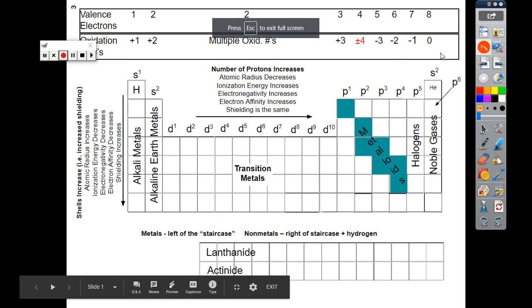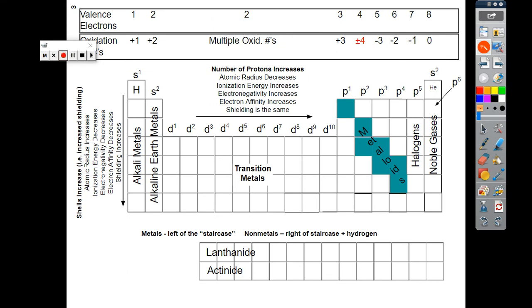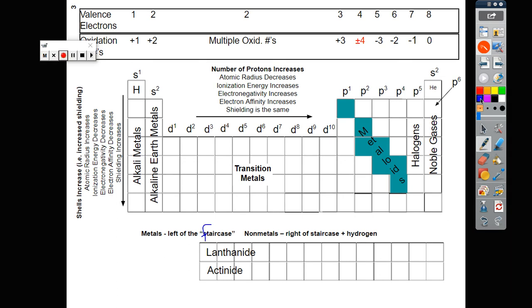Do you see any letters, S's and D's and P's and F's? Do you see them? Well, you don't see the F's, because the F would be down here: F1, F2, F3, F4, F5, F6, F7, F8, F9, F10, F11, F12, F13, F14. Okay? All right. How many columns have S's? 2 columns. This S2 right over here is just for helium, and the reason why is because helium is too small to have more than 2 electrons.